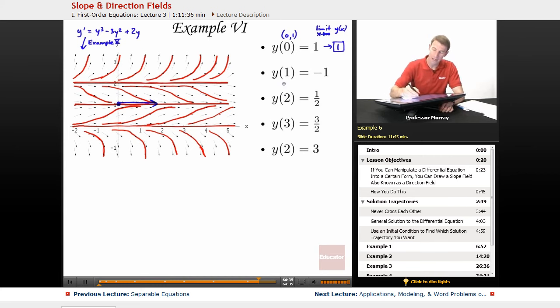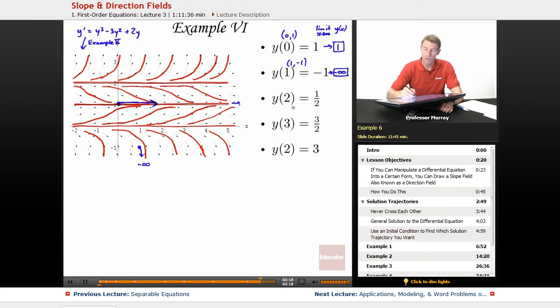Now, y of 1 is equal to negative 1. That means we're starting at x equal to 1 and y equal to negative 1. So x equals 1 is here, y is negative 1 here. And so that looks like it's going to catch up with one of these solution trajectories that's just going down to negative infinity. So that's going nowhere but negative infinity. So the limiting behavior of that solution would be negative infinity. y is going to negative infinity.